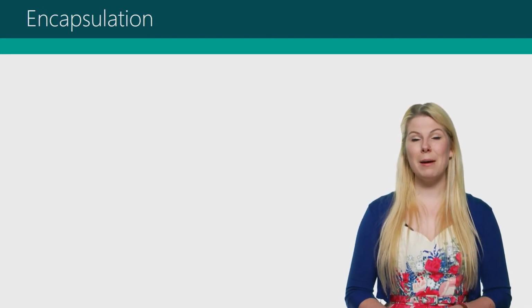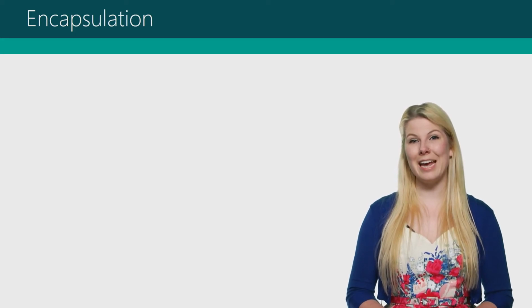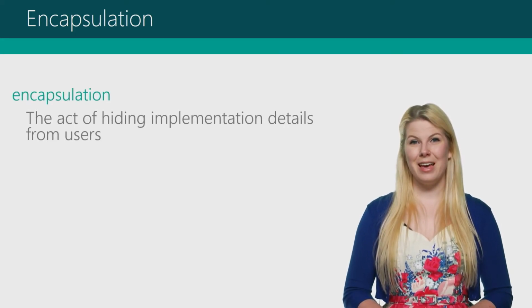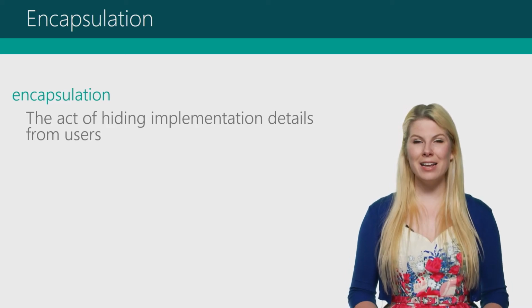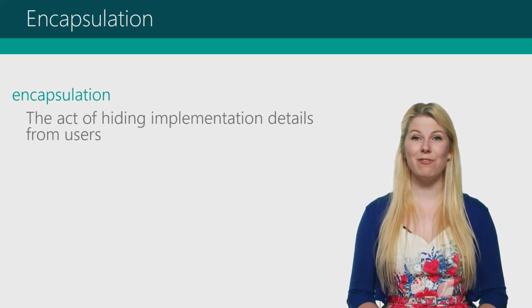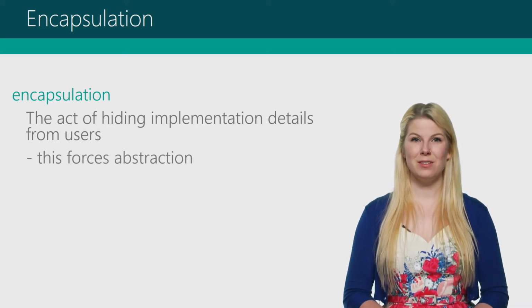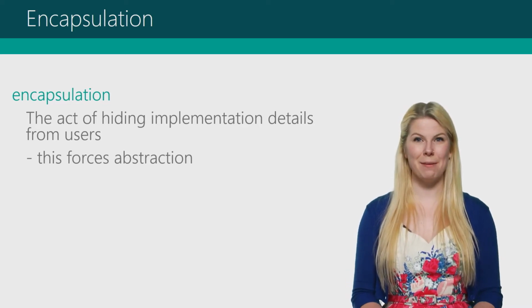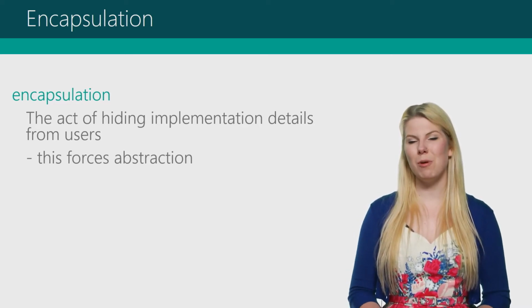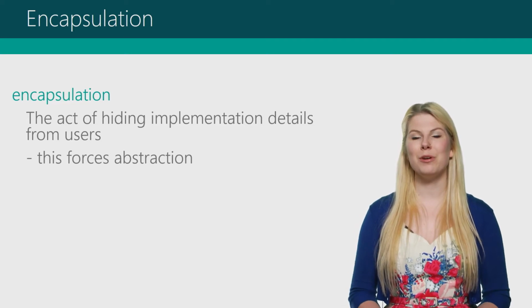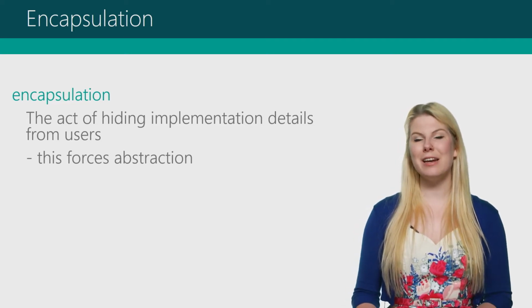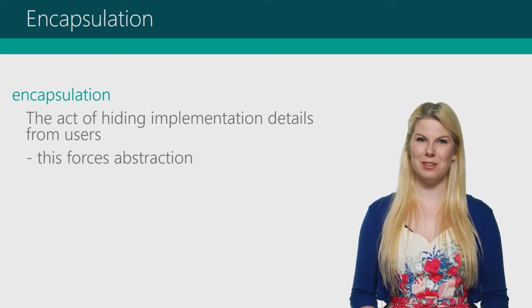The way that you abstract is with something called encapsulation. Encapsulation is the act of hiding away implementation details from the user. So this is what forces that separation. When you hide things you don't want your user to interact with, that's when you're encapsulating it. You can later choose what you want to expose to the user.